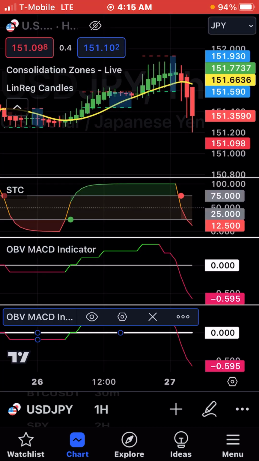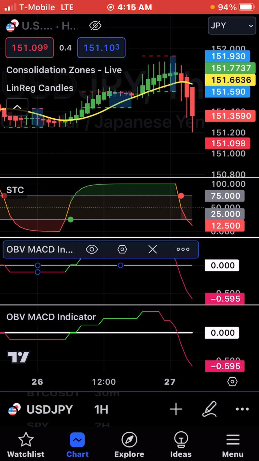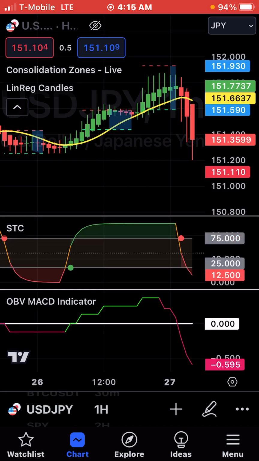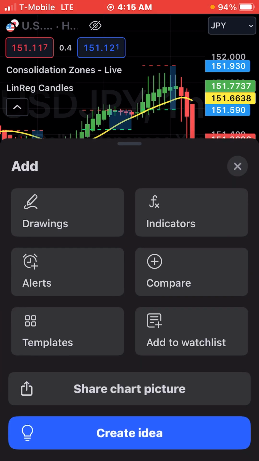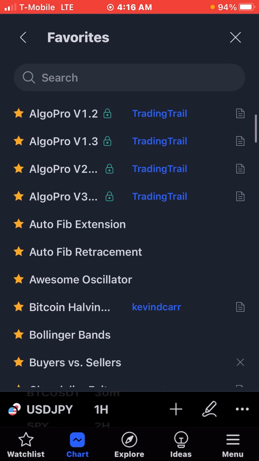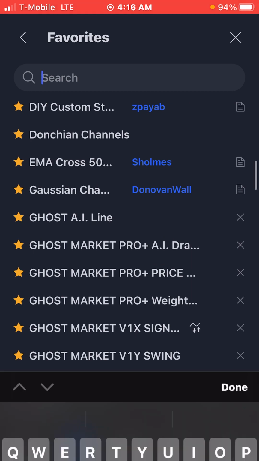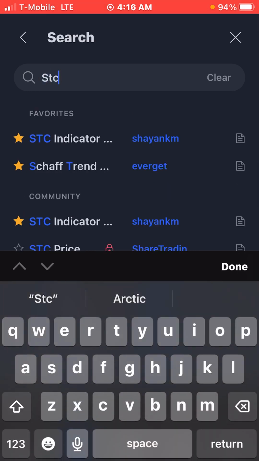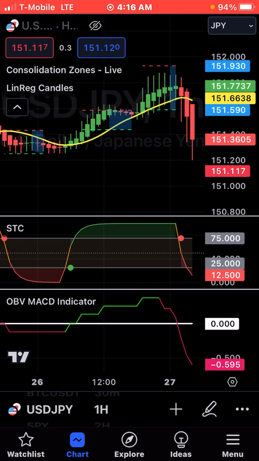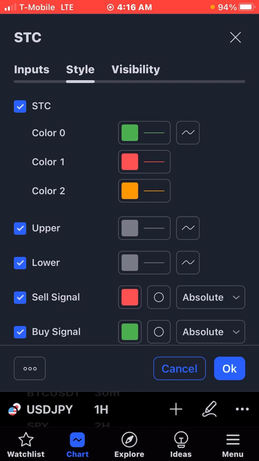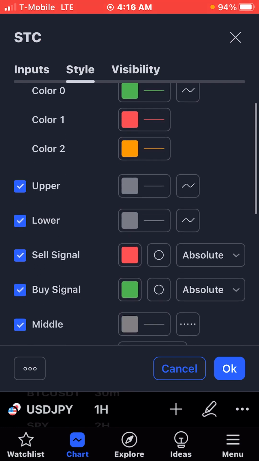And then it just looks like this. So it's set up. So anyway, this is optional, but I also have the shaft. It's the STC. It's called the shaft trend indicator.